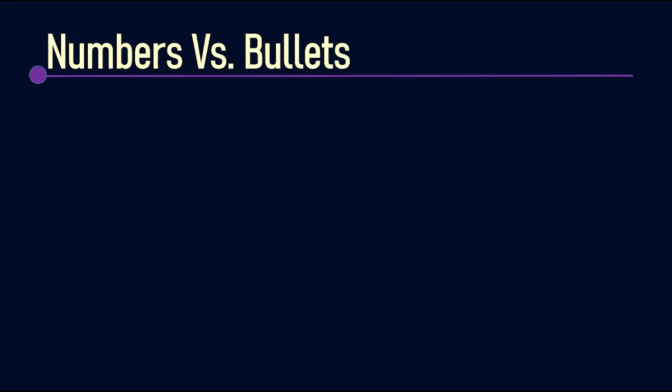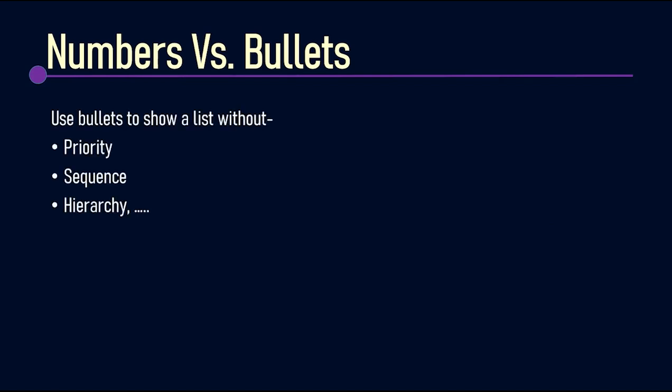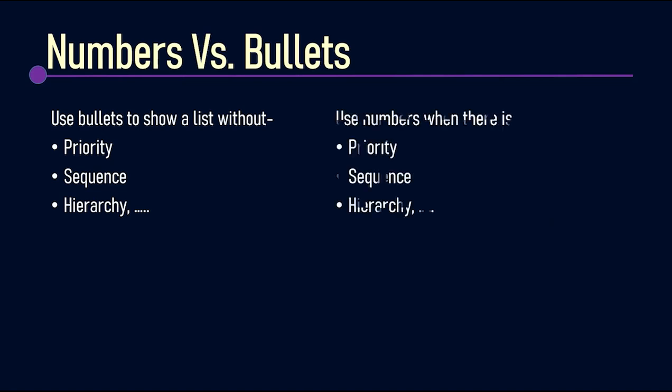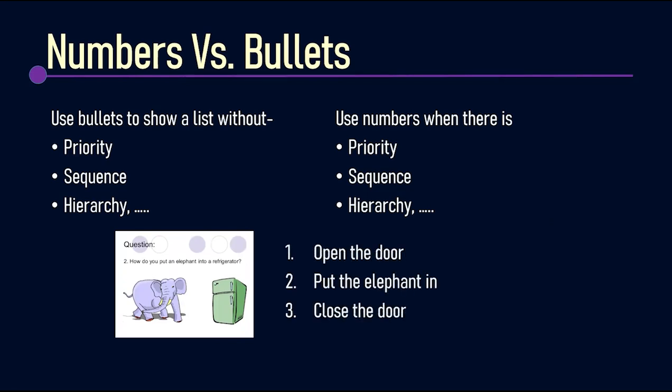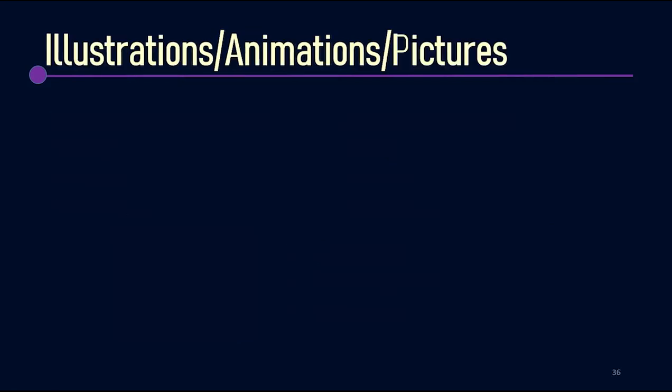Regarding whether you use numbers or bullets, here is the recommendation. Use bullets to show a list without priority, sequence, or hierarchy. But use numbers when there is priority, sequence, or hierarchy. If somebody asks, how do you put an elephant into a refrigerator? A famous riddle for children. Then this is how you do it. Open the door, put the elephant in, and close the door. This is really a numbered list. So with numbers and bullets, there is not much confusion.